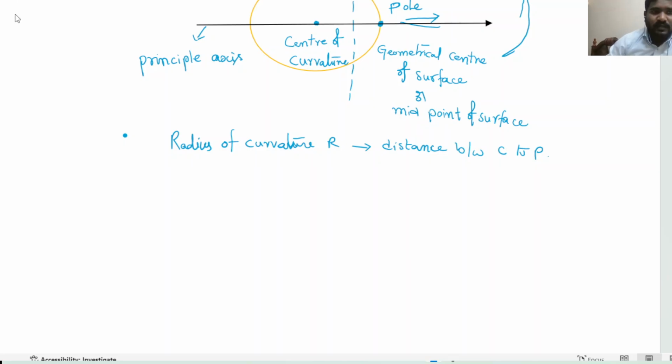So you can see the diagram. Here is the location of the center, and here you have the pole. Therefore, the distance between the center of curvature and pole you can take as the radius of curvature.